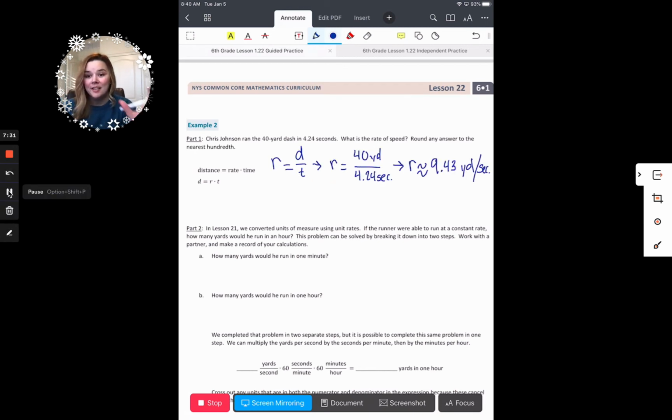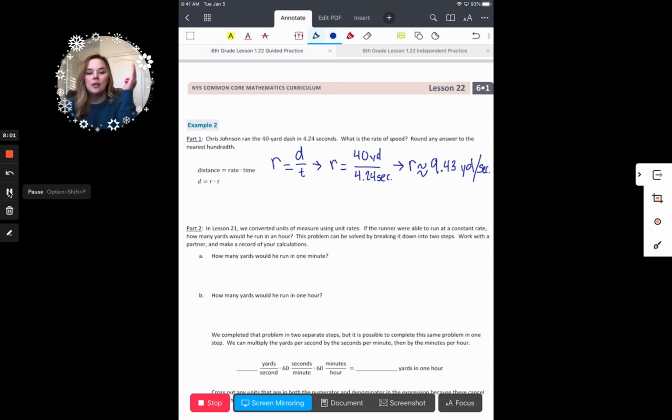So as you can see, I kind of changed the formula a little bit so that it's a little bit easier to read: rate equals distance divided by time. The rate is going to equal 40 yards divided by 4 and 24 hundredths seconds. And like the instructions say, we're going to round the answer to the nearest hundredth. So the rate is equal to about 9 and 43 hundredths yards per second.